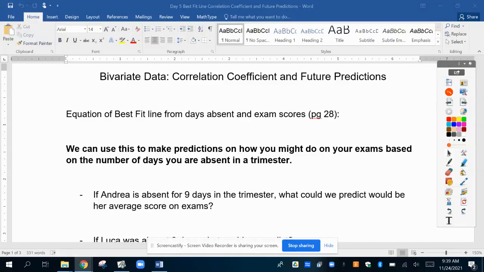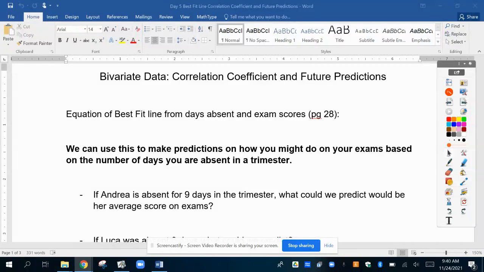Today we are going to be looking at bivariate data still, but we're going to be talking about the correlation coefficient and future predictions. So I'm doing this a little bit differently so that you can see some of the computer pieces as well. But the first piece that we want to talk about is how we can do some future predictions.